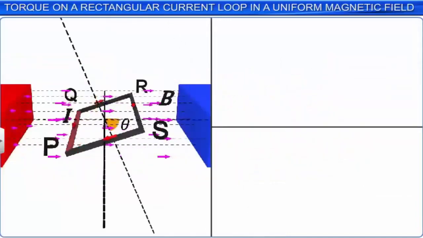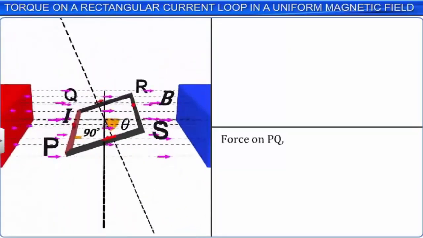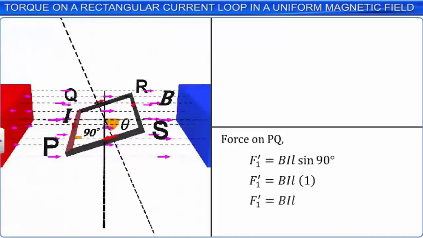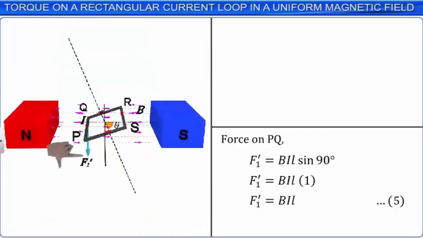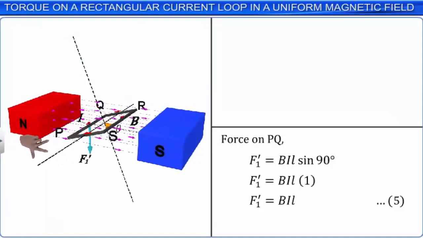Here too, the angle between the direction of current through PQ and the direction of magnetic field is 90 degrees. Hence, the force acting on the arm PQ of the rectangular loop due to the magnetic induction B is F1' = BIL. Let this be equation 5. Here, using Fleming's left-hand rule, we find that the force acts downwards in a direction perpendicular to the plane containing B and I.